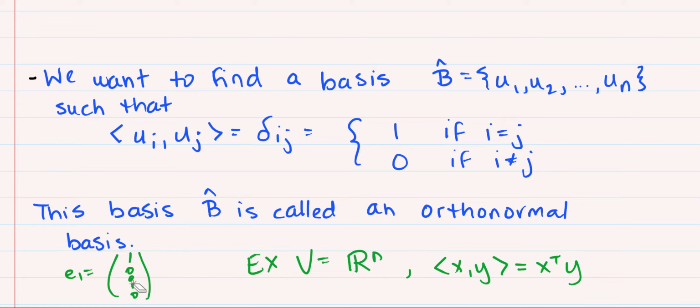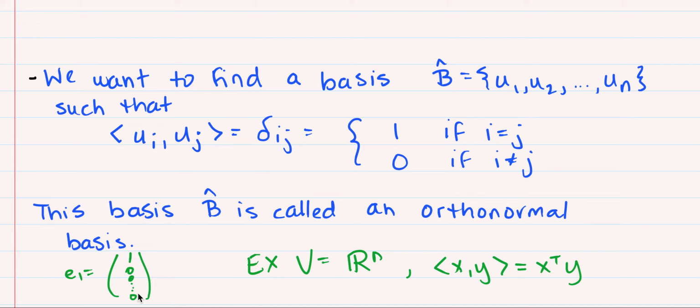Maybe I should make that a little clearer. So if I find the length of e1, I get 1, and actually the length of any e_i is 1. And if I take the inner product of an e_i with an e_j, I get 0. So that's a really easy and quick way to find an orthonormal basis.